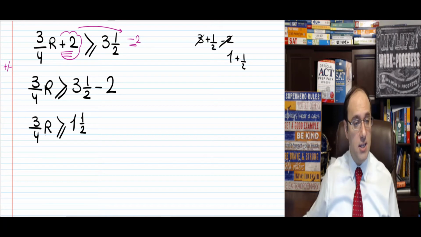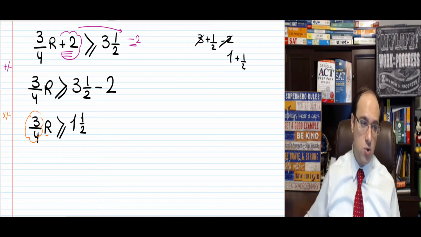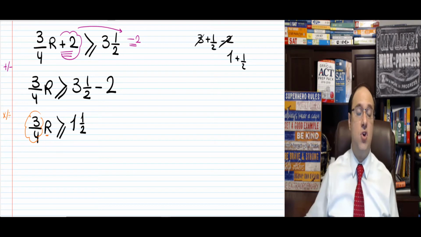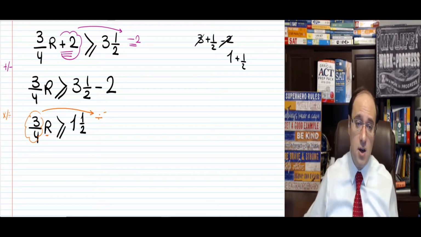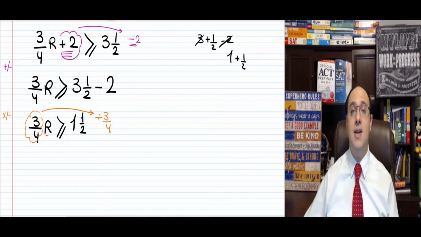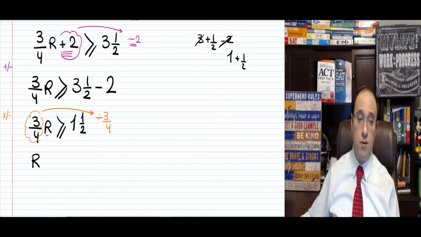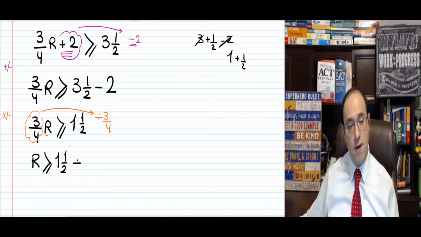Now what do we do? We want to get r by itself. In order to get r by itself, we need to get rid of the 3 over 4. 3 over 4 is multiplication or division. Remember the second step. 3 over 4 times r, which means r times 3 over 4, goes to the other side as divided by 3 over 4. Now I rewrite this as just r, because I got rid of the 3 over 4, is greater than 1 and a half divided by 3 over 4.